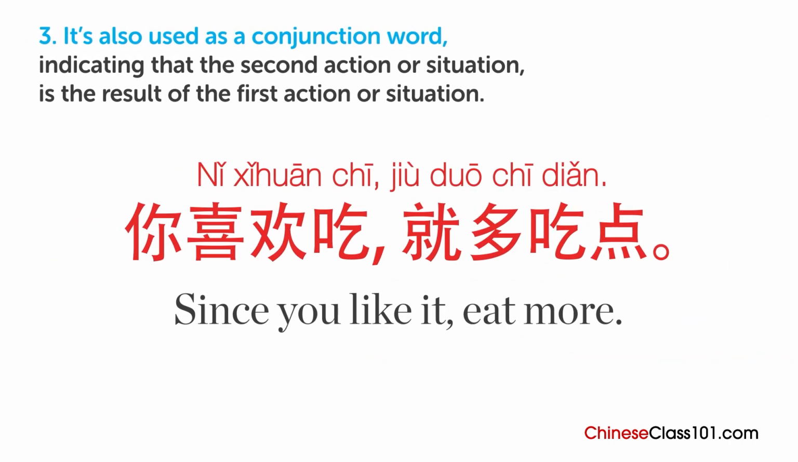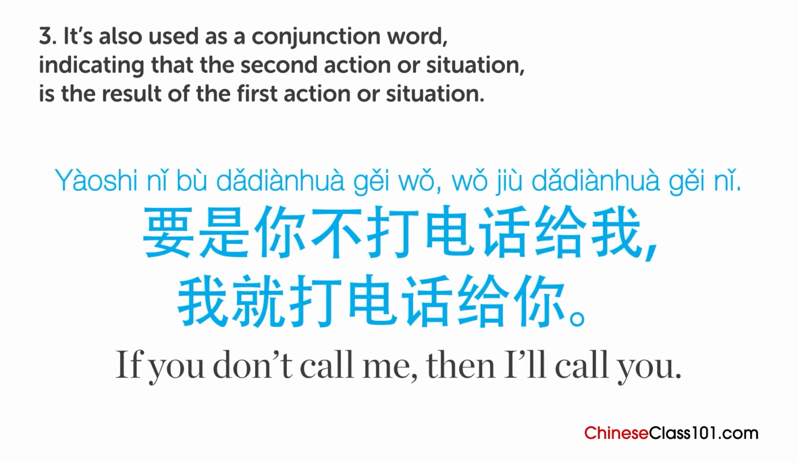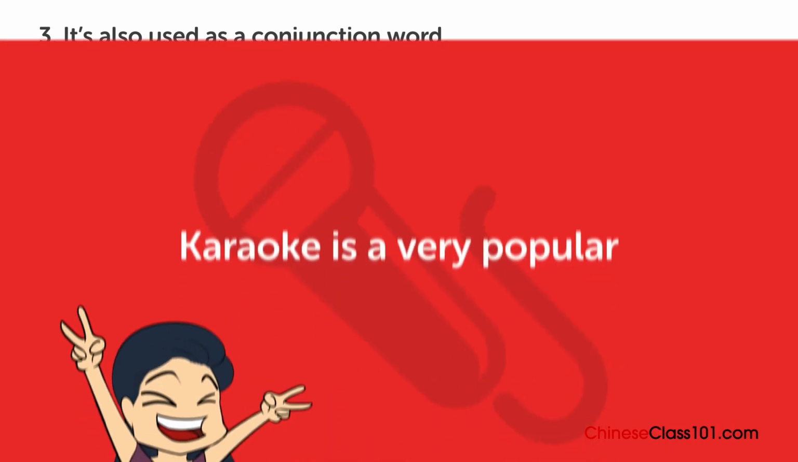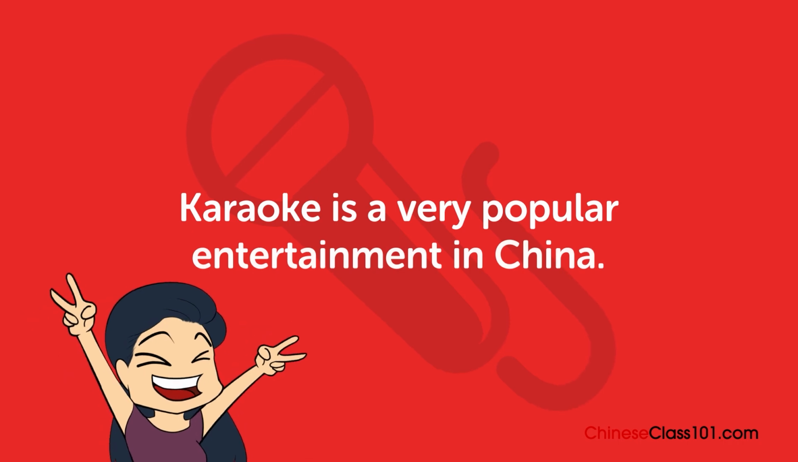Third and final usage. It's also used as a conjunction word, indicating that the second action or situation which follows 就 is the result of the first action or situation. 你喜欢吃就多吃点。Since you like it, eat more. 要是你不打电话给我,我就打电话给你。If you don't call me, then I'll call you. 既然她不喜欢唱歌,我们就不去卡拉 OK。Since she doesn't like to sing, we're not going to karaoke.